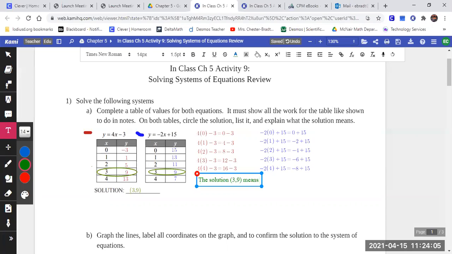If I see both numbers on the tables that are the same, what's going on? Because we're about ready to go graph it. So what is it going to look like? What's going on?